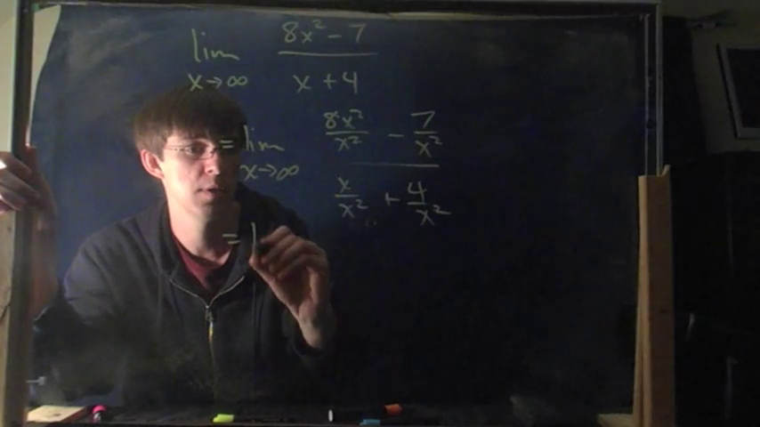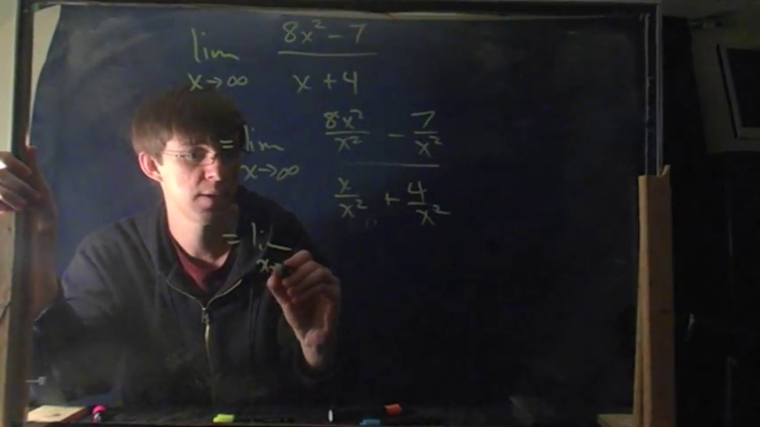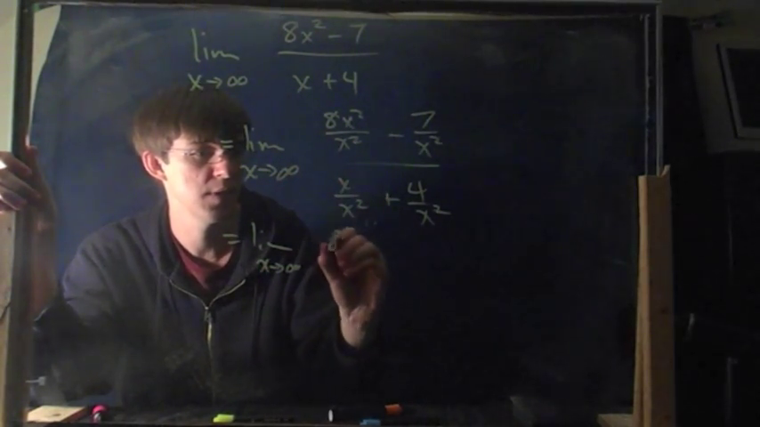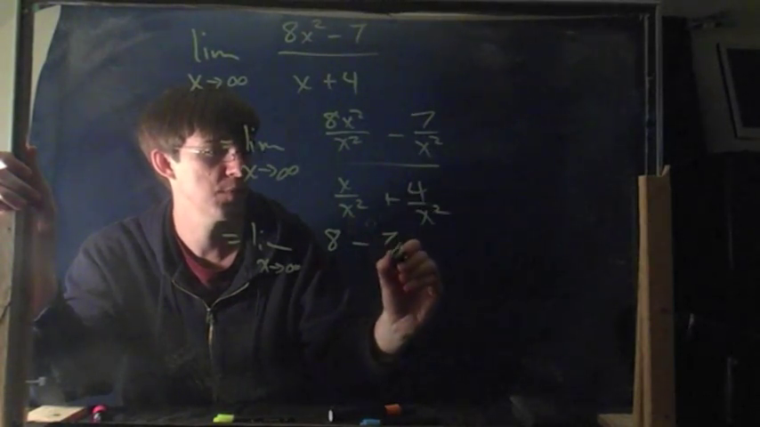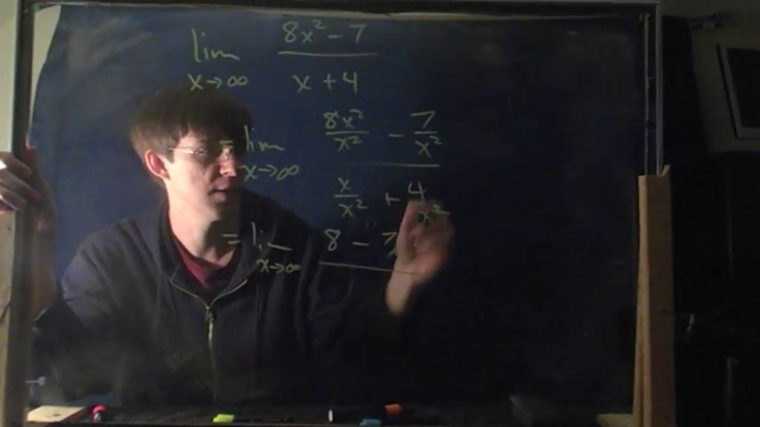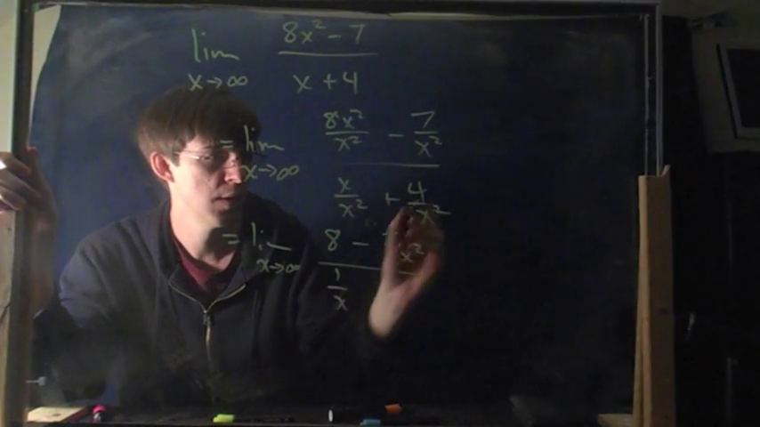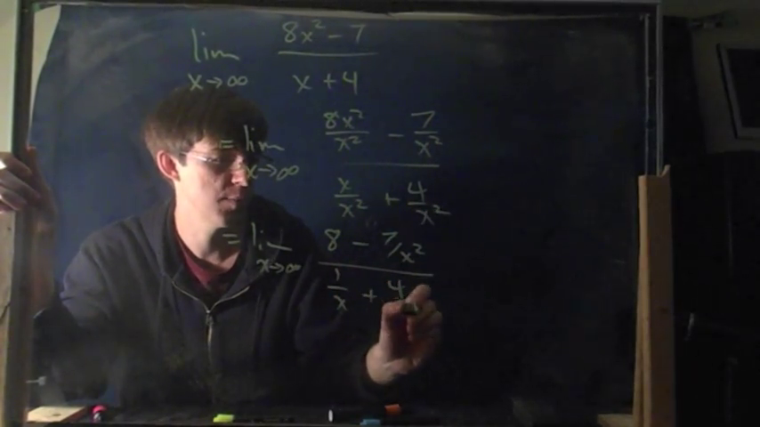Okay, so that's going to be 8, right? 8x squared over x squared is 8. Minus 7 over x squared, you might as well just leave that as is. You can't cancel x's. Here I get 1 over x. Here I get 4 over x squared. Nothing to be done with that.